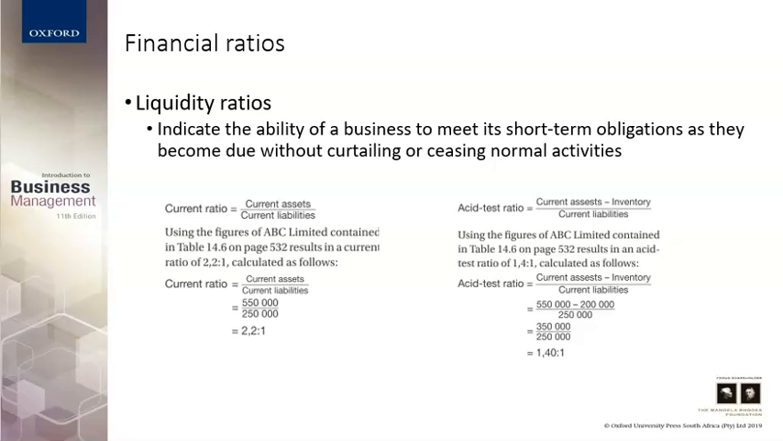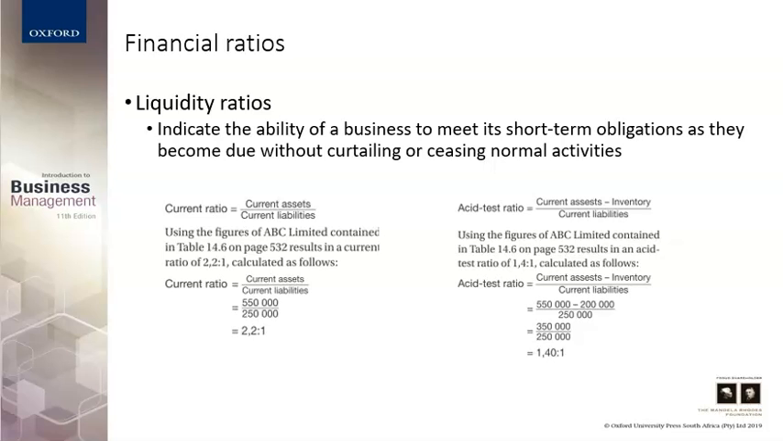How are normal operations of a business affected? They are affected in most cases when we dispose of our fixed assets. So we are basically saying, when we're looking at liquidity ratios, or when we are looking at liquidity, to what extent can we actually meet our short-term obligations? To what extent can we pay our current liabilities without selling our fixed assets or without liquidating our fixed assets?